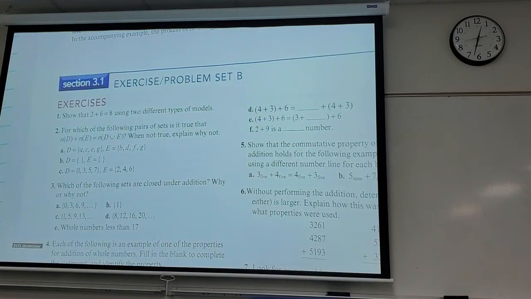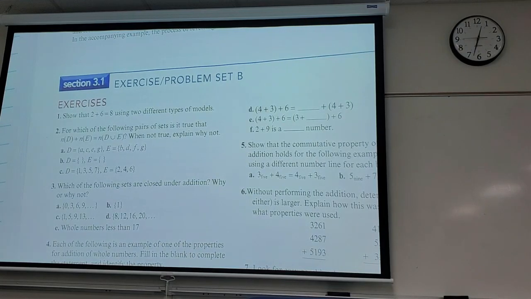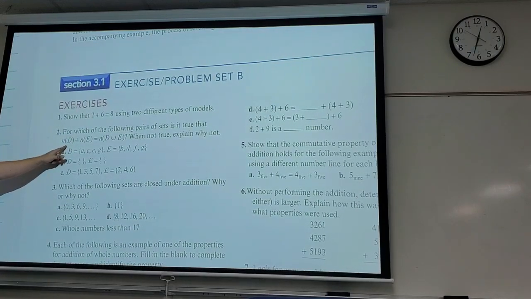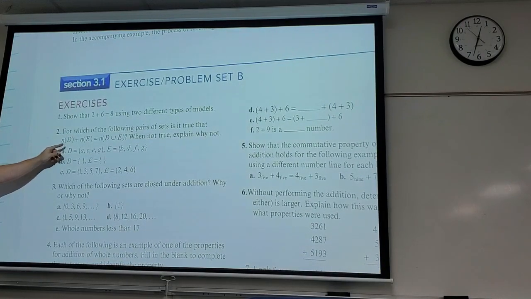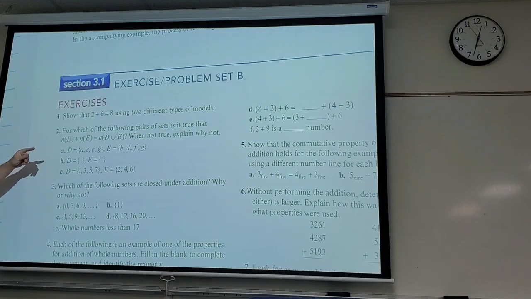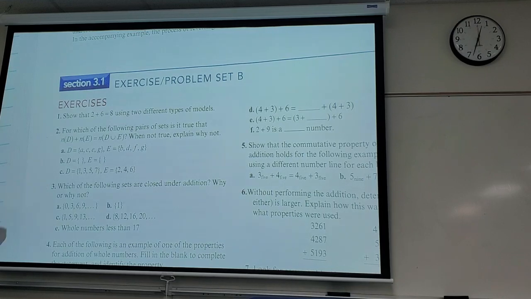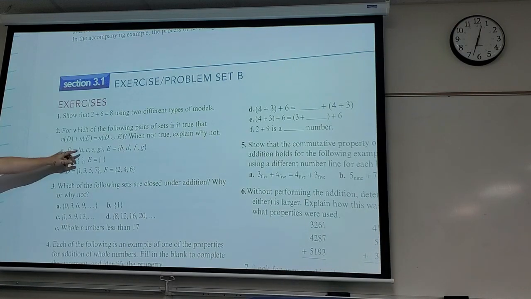Which of the following pairs of sets? Oh, okay. So somebody remind me, what does that mean? Numbers that are in D. The number of things that are in D. I like it. So what's that? For which part? The whole general thing. Okay. How many things, let's look at this first one.